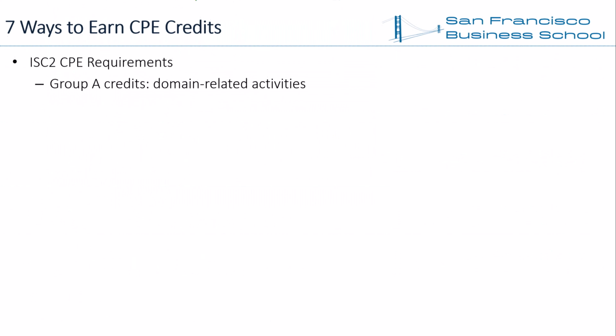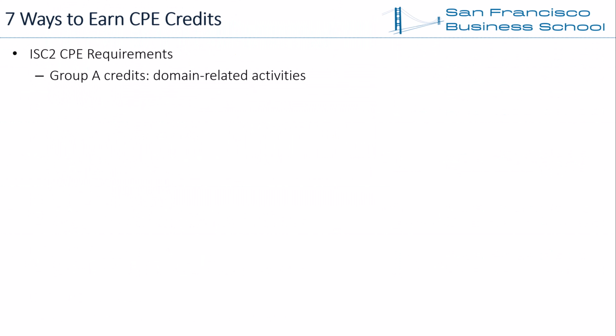Group A credits, domain-related activities. Group A credits relate directly to activities in the areas covered by the specific domains of the respective credential. For the CISSP certification, these activities should be related to information security, information management, business management, etc.